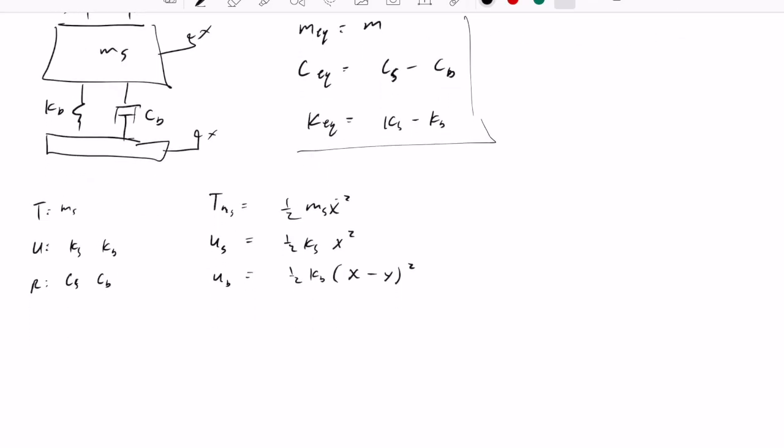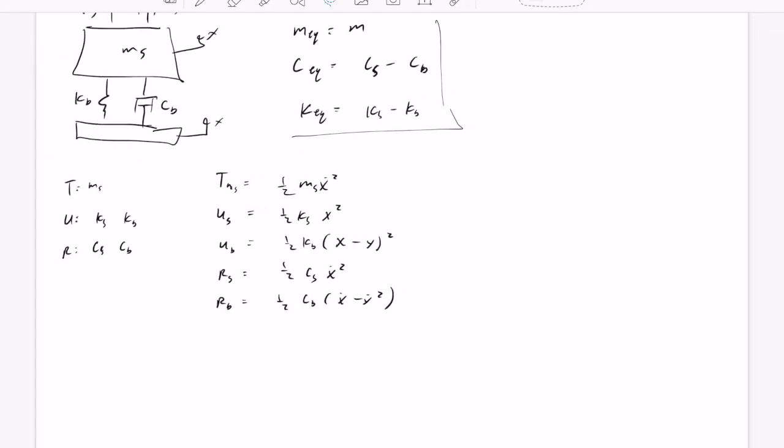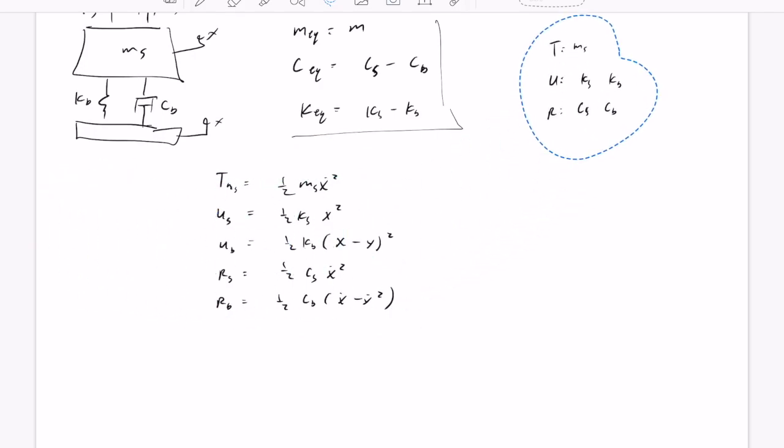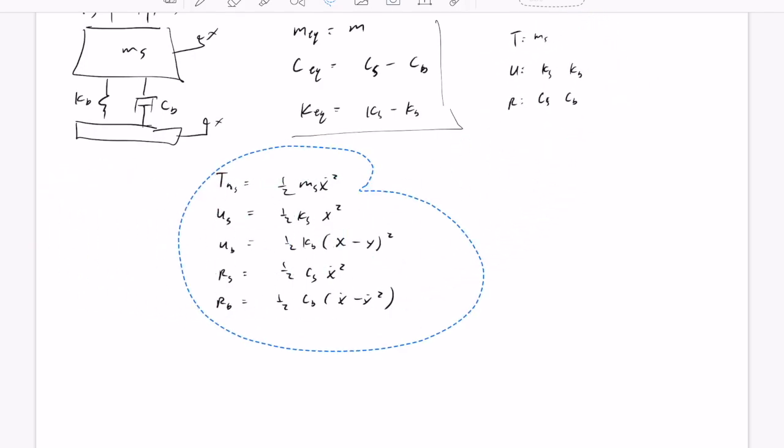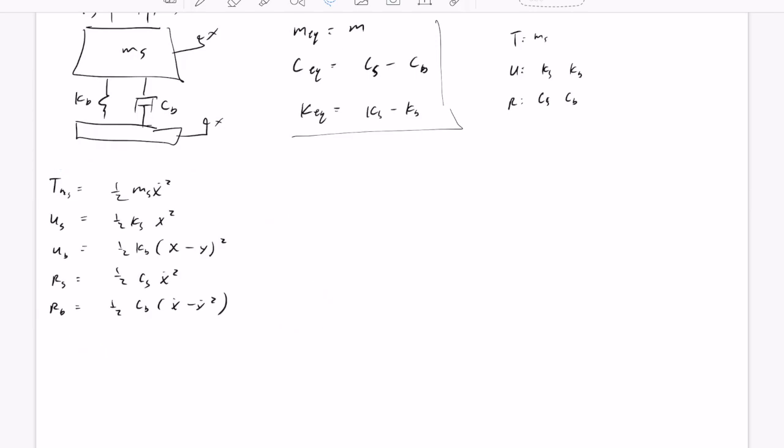There we go. Okay, and then the R of the system is 1/2 c_s x dot squared, and the R in the base is 1/2 c_b of (x dot minus y dot) squared. Okay, so let's take a look at, I'm going to pull these over. I'll pull this over here, save myself some space. This over here, okay? Now we can do our Lagrange.